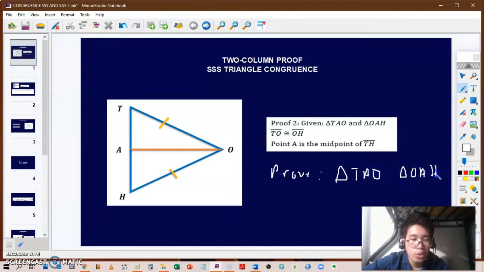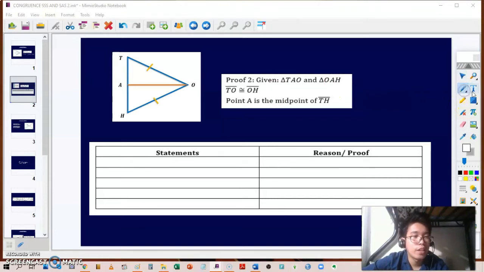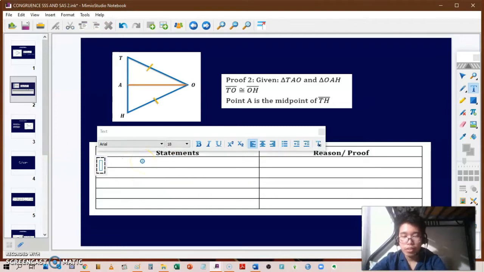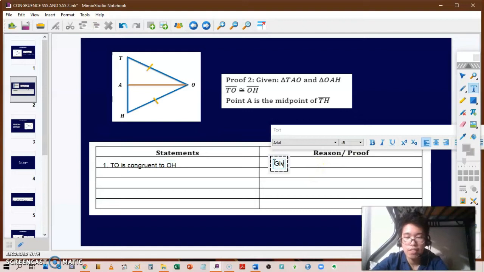So how do we do that? Given our givens above, first we can state our givens. That's always the first part. We can write here that TO is congruent to OH. So that's a given, and the reason for that is given.